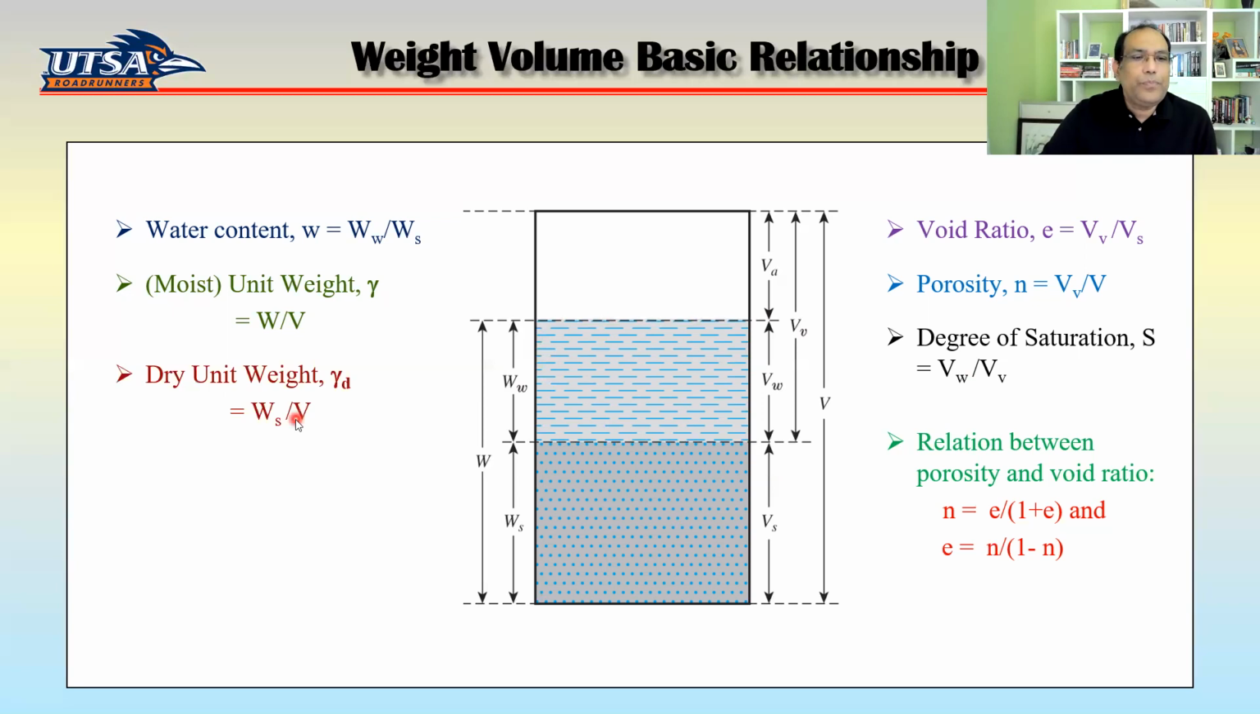Now, there is a relationship between moist density and the dry density. And what is that relationship? Your gamma d is basically gamma divided by 1 plus w. w is your water content. Okay, if you know your water content, you can find out your gamma d from there.